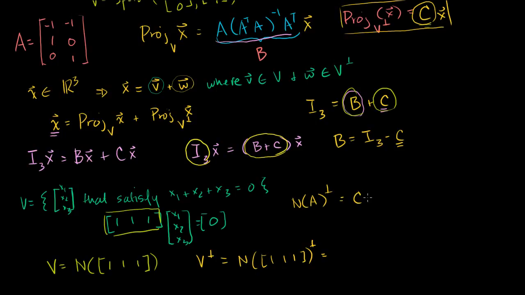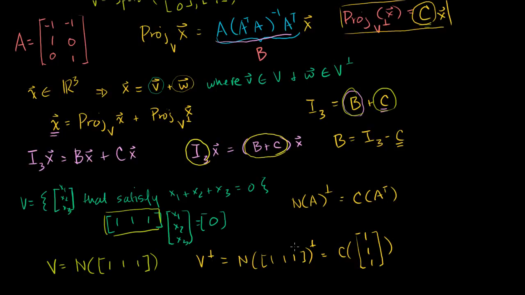the row space, or the column space of A transpose. We saw that multiple times. Or you could say the orthogonal complement of the row space is the null space. We've seen this many, many times before. So the orthogonal complement of this guy is going to be the column space of his transpose. So the column space of the transpose of this guy, right? So it's 1, 1, 1. Just like that.